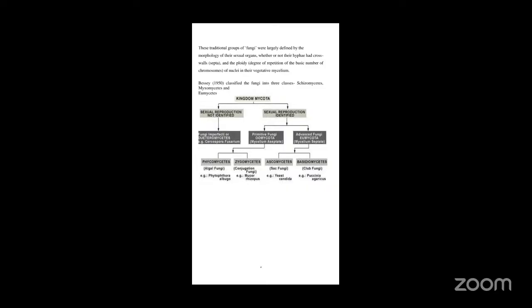Another category is where sexual reproduction is identified, which includes the primitive fungi and the advanced fungi. The primitive ones we call Oomycetes or Oomycota. Here there are Phycomycetes and Zygomycetes, the algal fungi and conjugate fungi. Phytophthora and Albugo are algal fungi, and Mucor and Rhizopus are conjugate fungi.